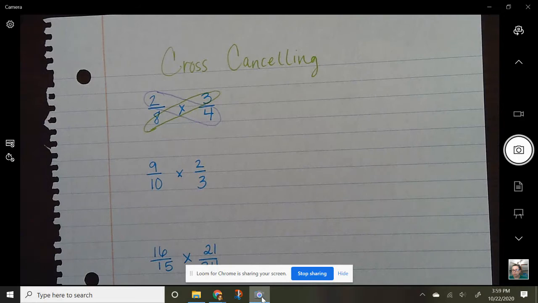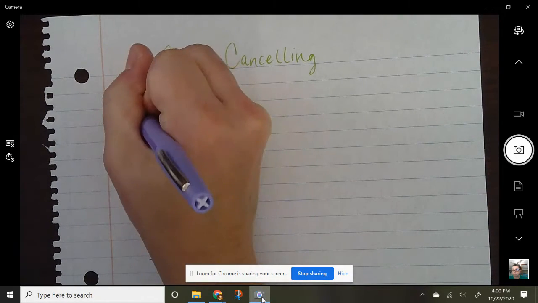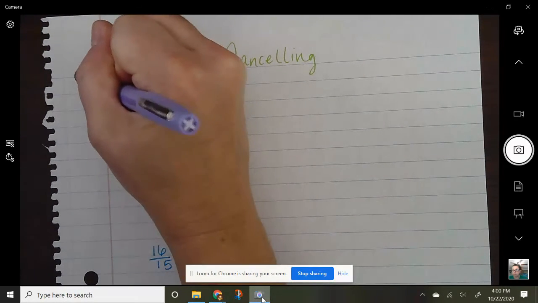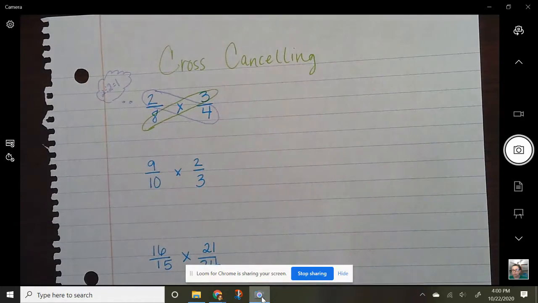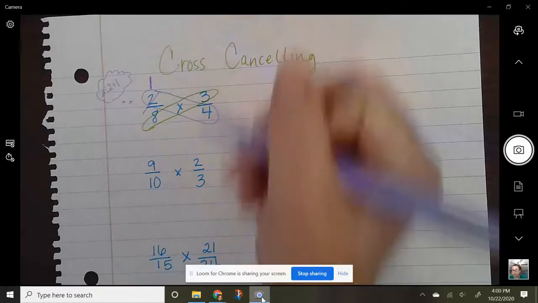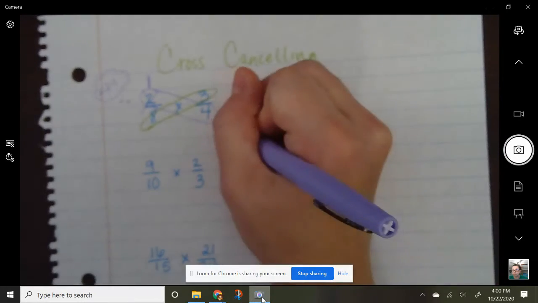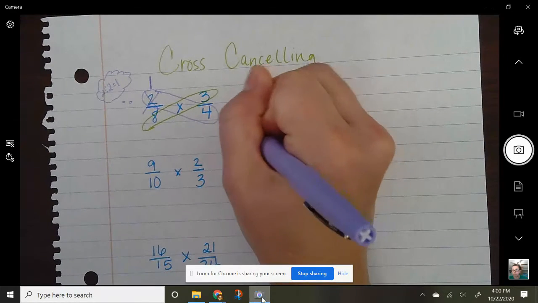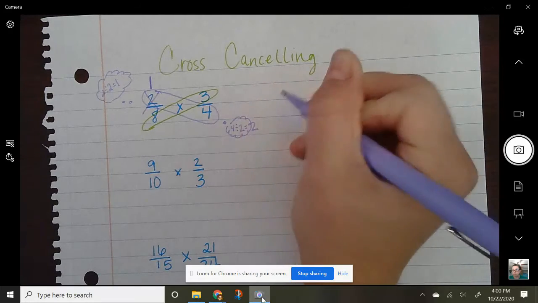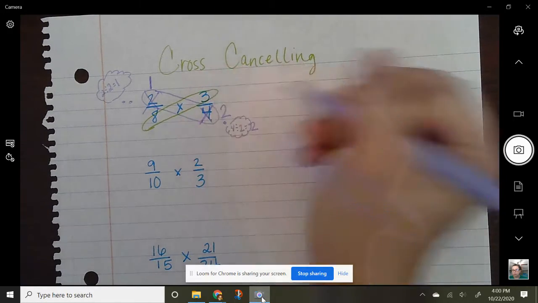So what my brain is thinking right now is 2 divided by 2. This is what I'm thinking here. I'll put it in a little think bubble. My brain is thinking 2 divided by 2 equals 1. All right, that means I'm going to cross that out. I'm canceling it, and I'm putting a 1 there. Now my brain here is thinking 4 divided by 2 equals 2. That is what I'm going to put here. Cross that out and put a 2.